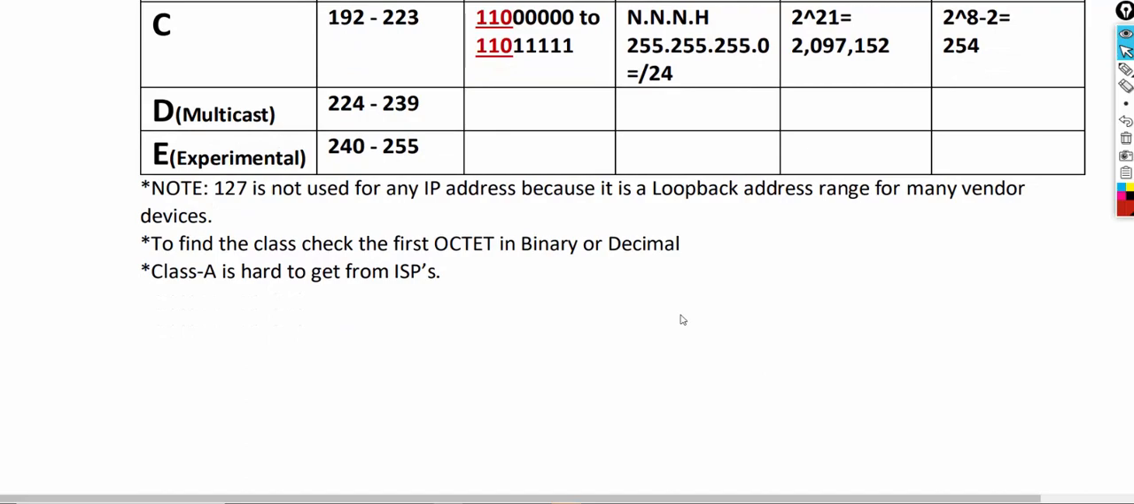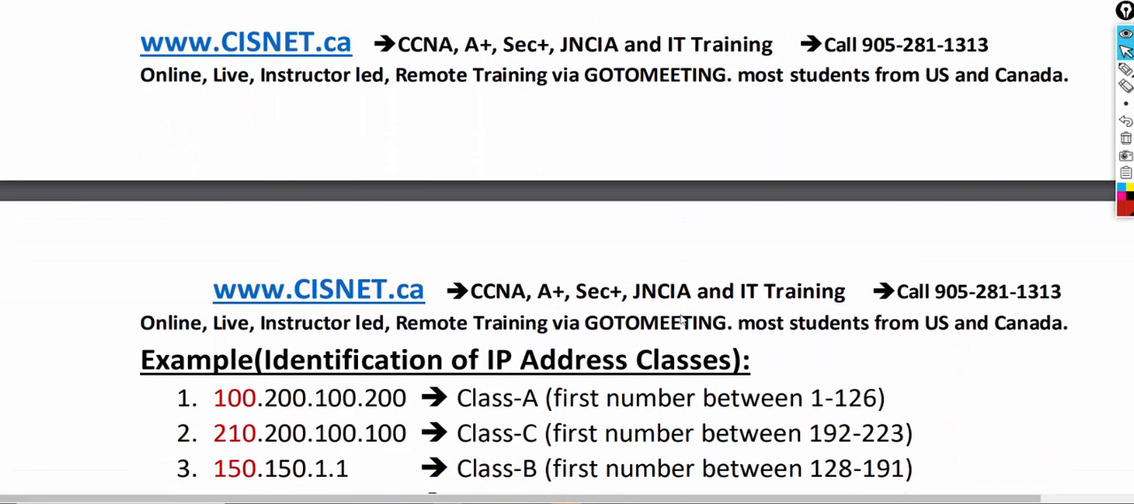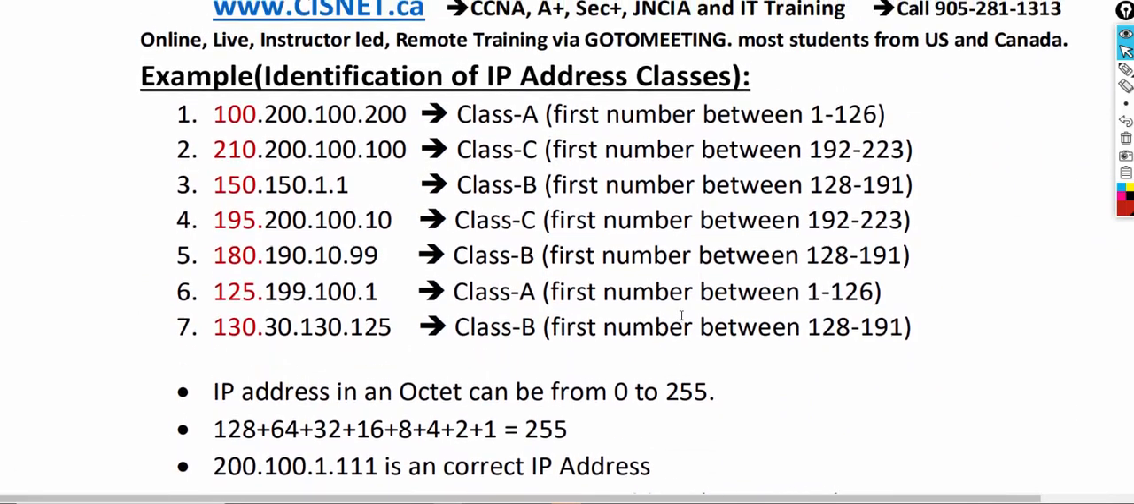Again, class A is very hard to get from ISPs. So you have to understand class A is very hard to get from ISPs. Now this small exercise. Okay, let's find this small exercise.